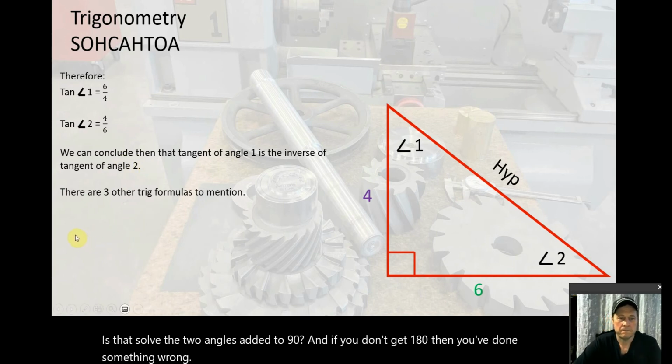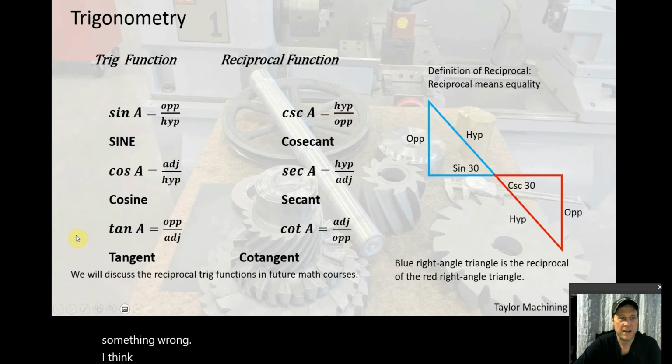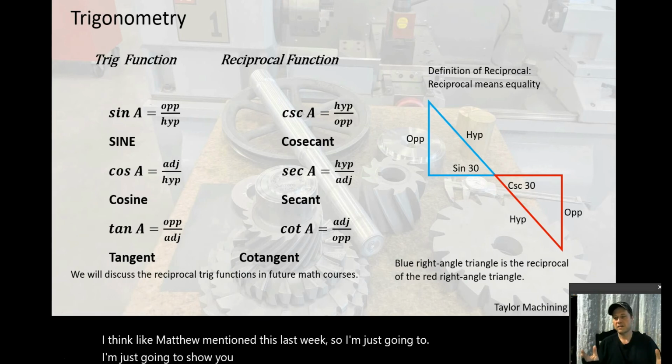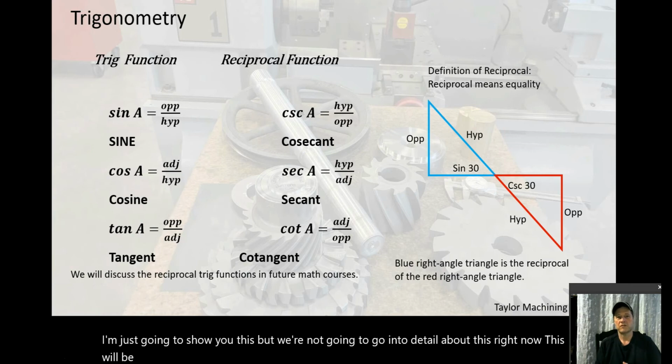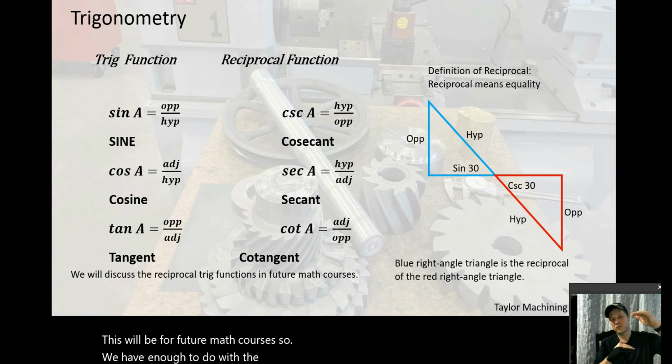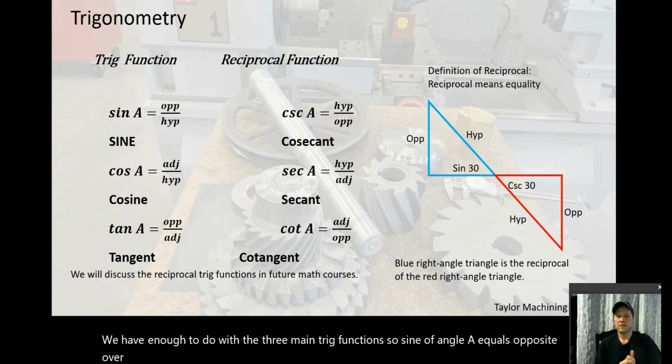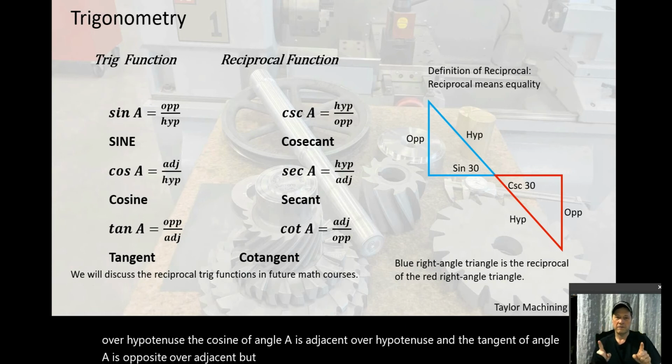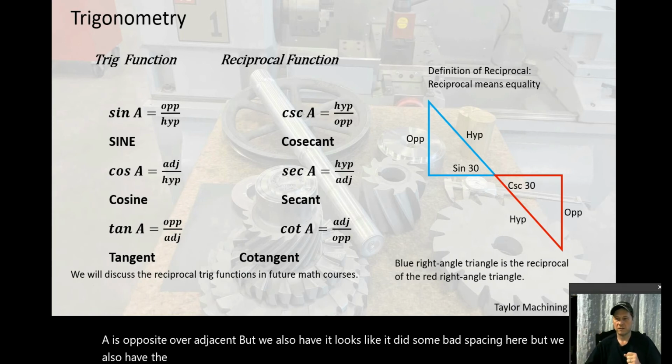Matthew mentioned this last week, so I'm just going to show you this, but we're not going to go into detail about this right now. This will be for future math courses. We have enough to do with the three main trig functions. Sine of angle A equals opposite over hypotenuse. The cosine of angle A is adjacent over hypotenuse, and the tangent of angle A is opposite over adjacent. But we also have the reciprocal functions, not the inverse, the reciprocal.